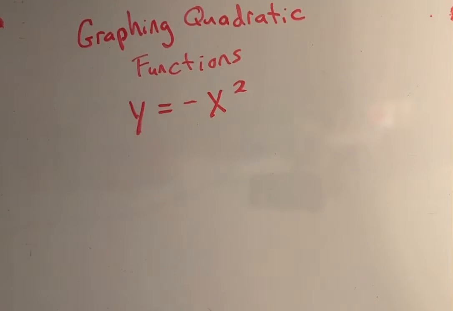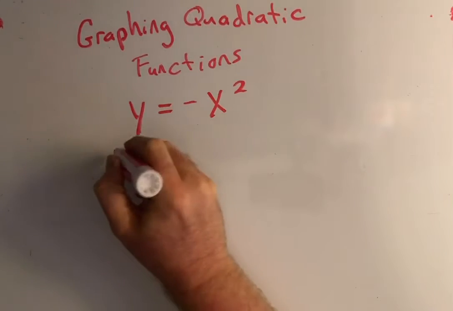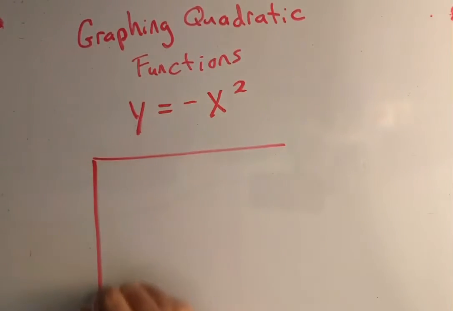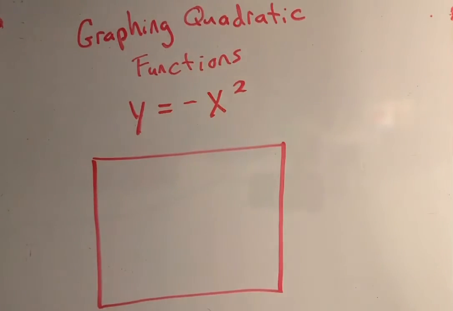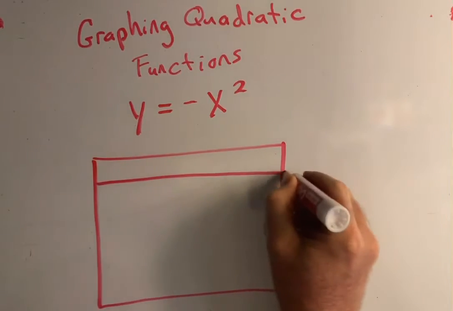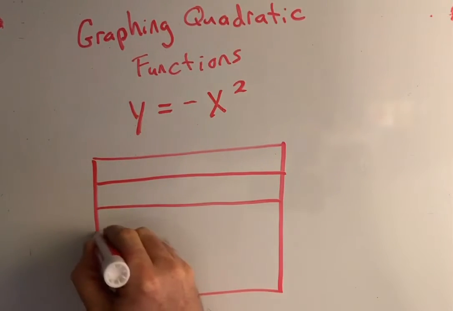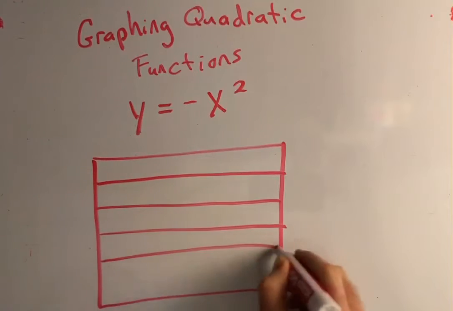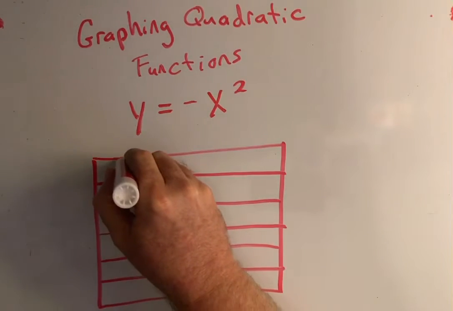All right, guys, we are going to graph quadratic functions. We are going to do this by making a table of values of this function. The way I do that is I draw myself a little chart, and I'm going to make it so that I can fit a bunch of values in here, like 6 of them actually.